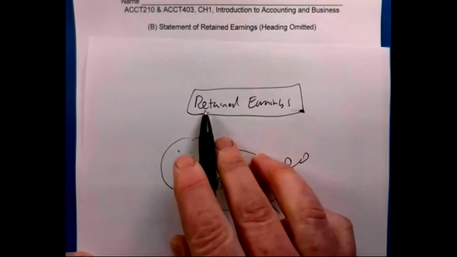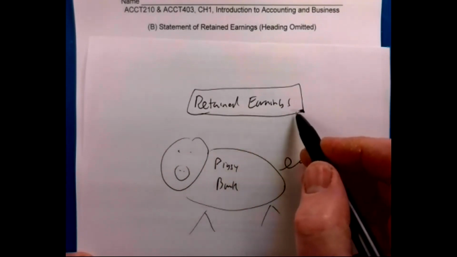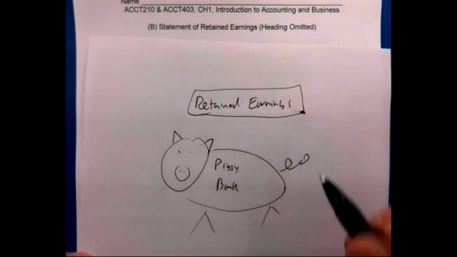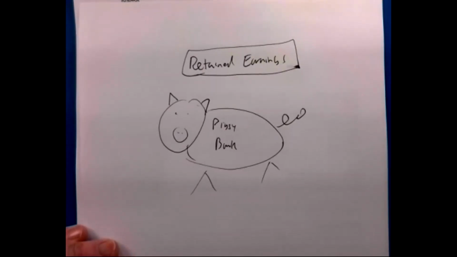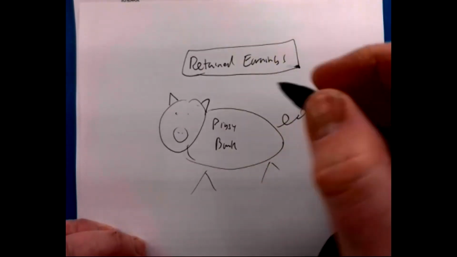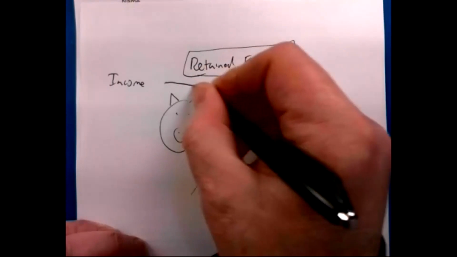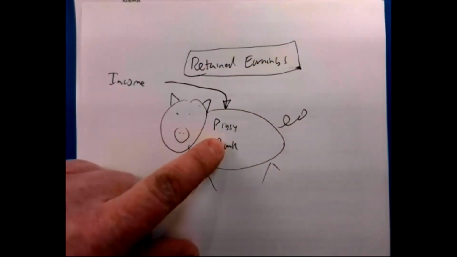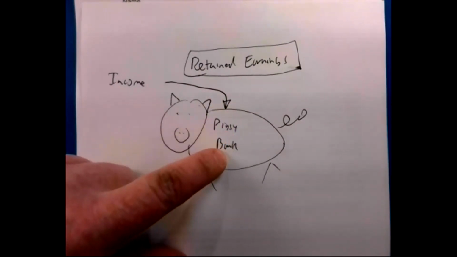And retained earnings, if you think about what it says, retained just means that you kept, and then some of the earnings. And earnings are the same thing as income. So basically, it's sort of like this: your piggy bank, income goes into the piggy bank. So when we make money, it goes into the piggy bank. And if we don't spend the money, it still stays in the piggy bank. If we don't pay out any of the money in the piggy bank, it stays in there.